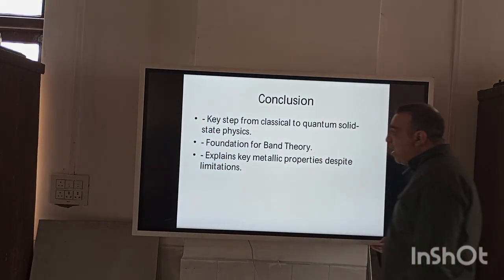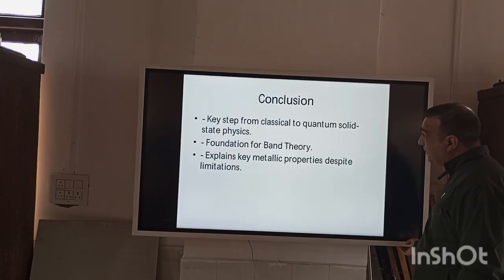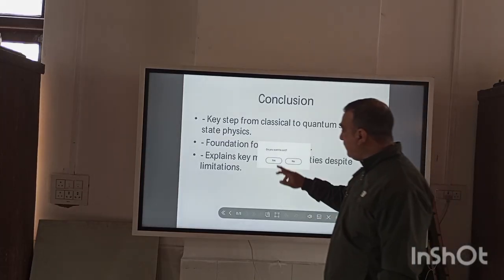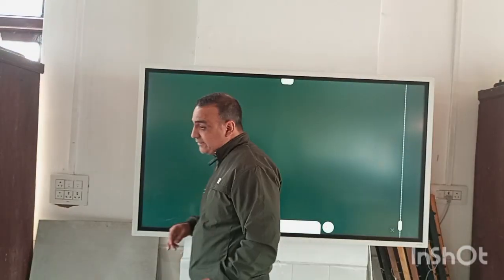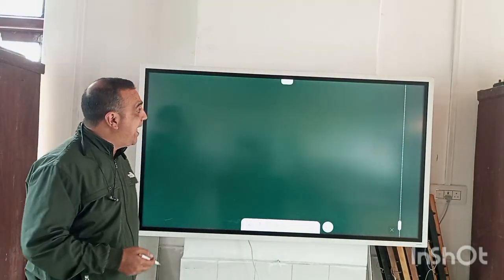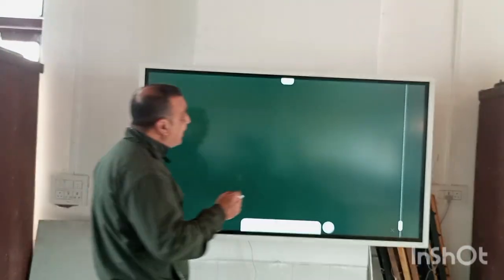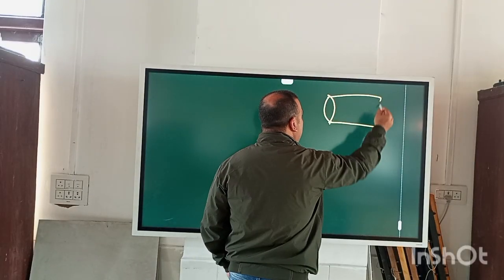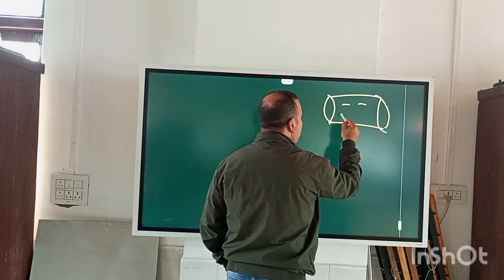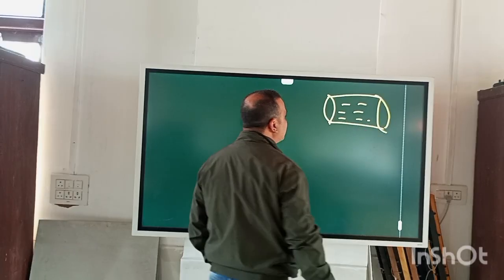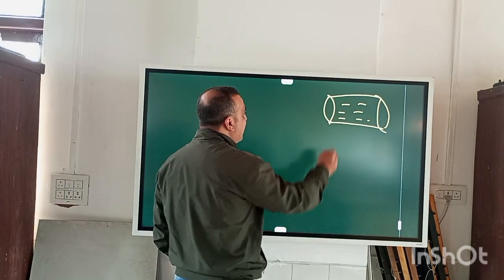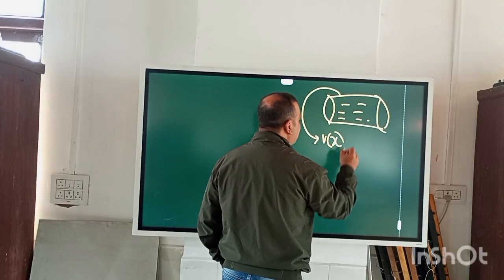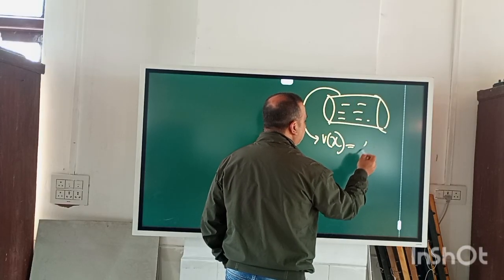limitations. So now let's go with the theory of this Sommerfeld model. And as I said, what it does basically, you have electrons, and these electrons have constant potential inside the metal, and on the surface of the metal, the potential is infinite.